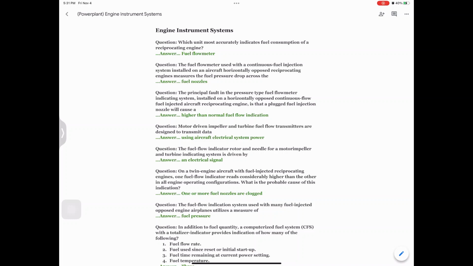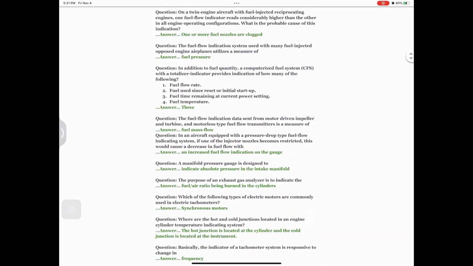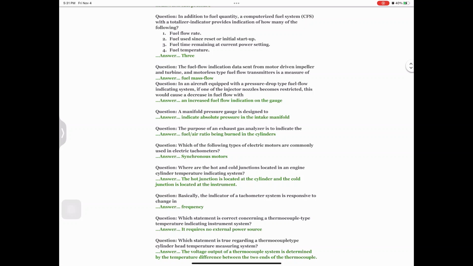Question: the fuel flow indication system used with many fuel-injected opposed engine airplanes utilizes a measure of, answer, fuel pressure. Question: in addition to fuel quantity, a computerized fuel system, CFS with a totalizer indicator provides indication of how many of the following: fuel flow rate, fuel used since reset or initial startup, fuel time remaining at current power setting, fuel temperature, answer: 3. Question: the fuel flow indication data sent from motor-driven impeller and turbine, and motorless type fuel flow transmitters is a measure of, answer, fuel mass flow.